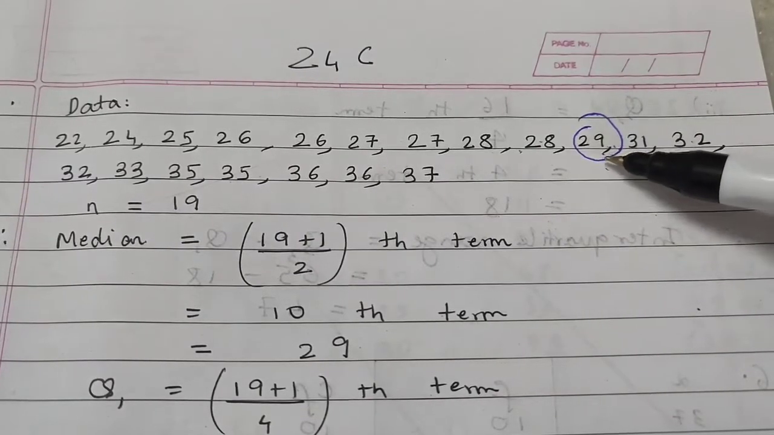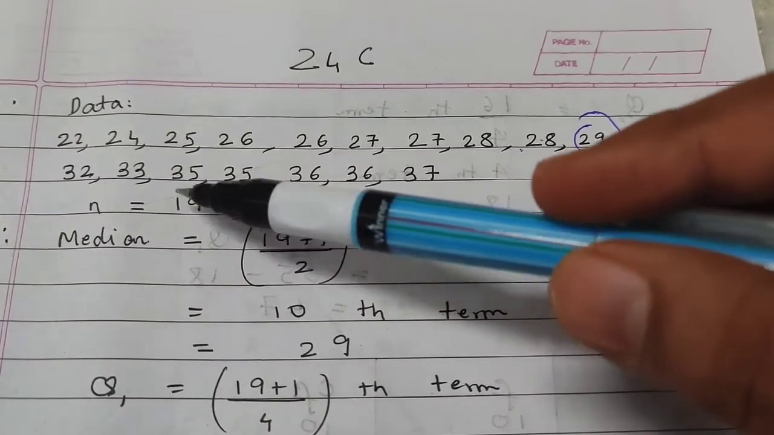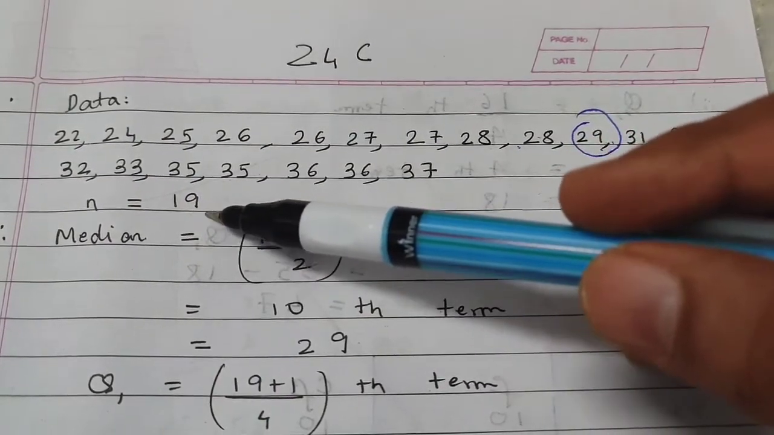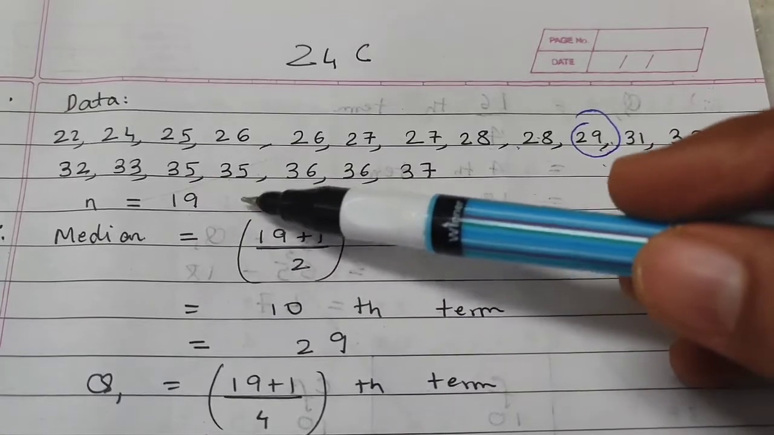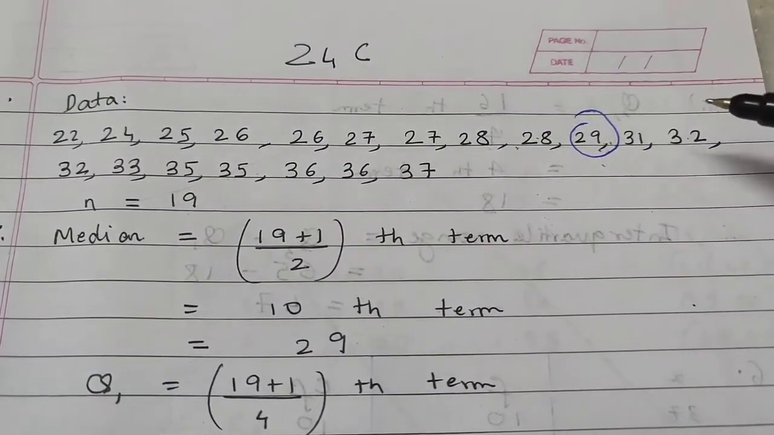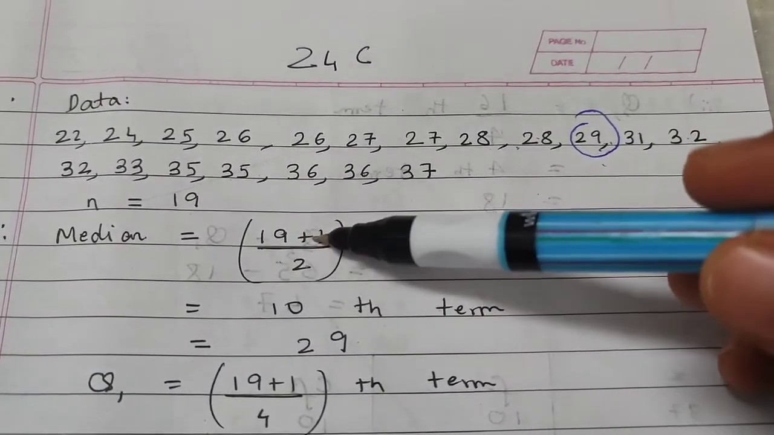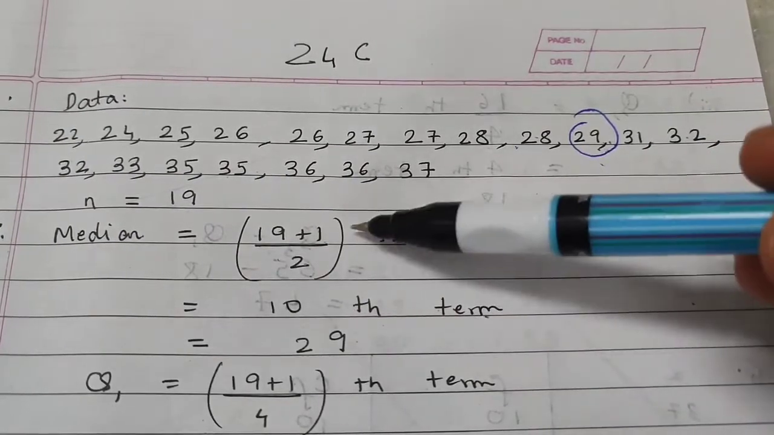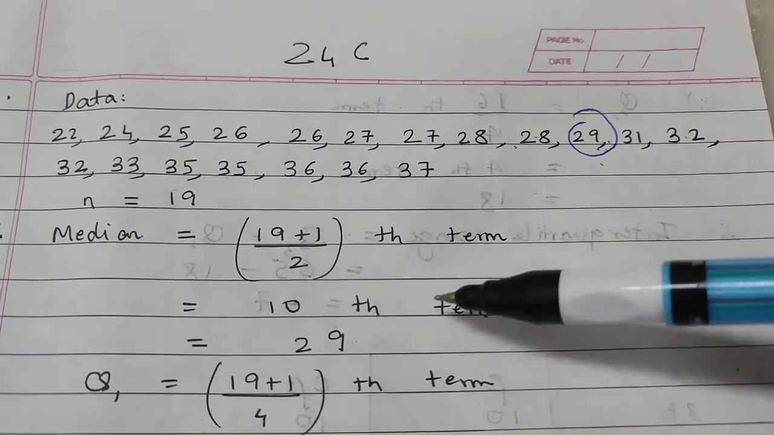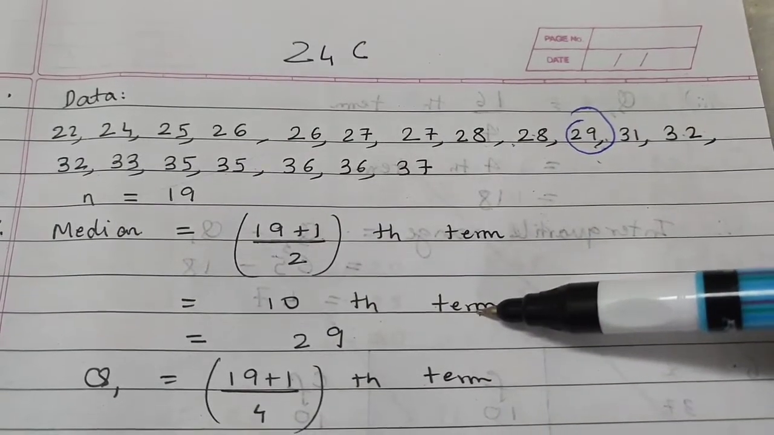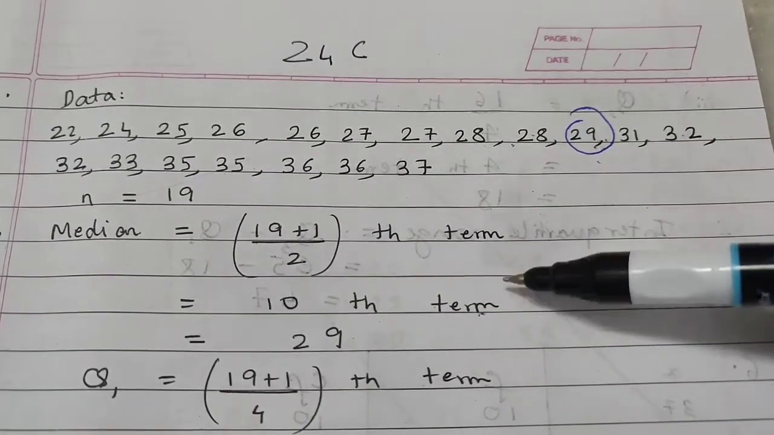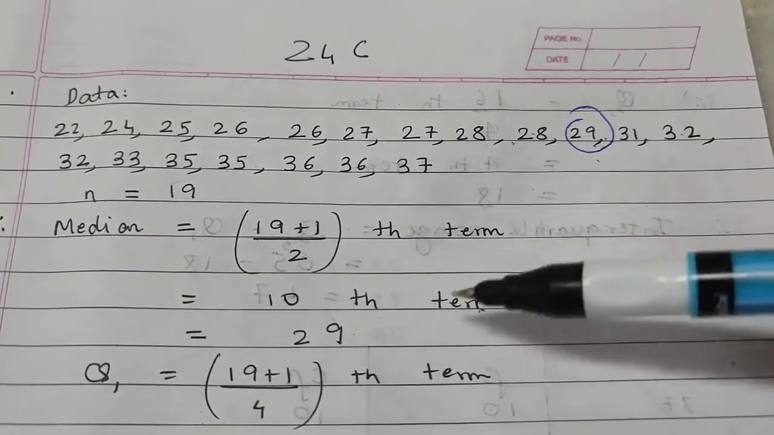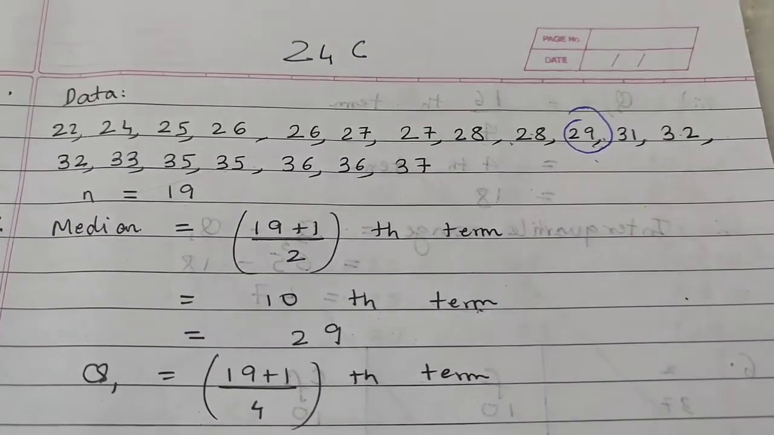The formula is, if you have an odd number of items, then you can't take half of that, like 19 upon 2 will be 9.5. You can't have the 9.5th term. So just add 1 and then divide by 2 so that you get the 10th term. This step is not important. You could have directly written it as the 10th term if you can do it mentally. And the answer is 29. No units were there in the data, so no units here too.